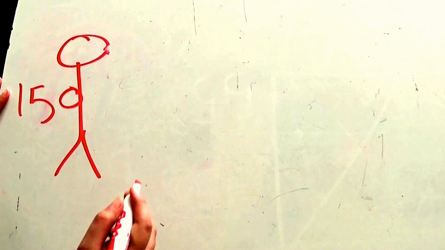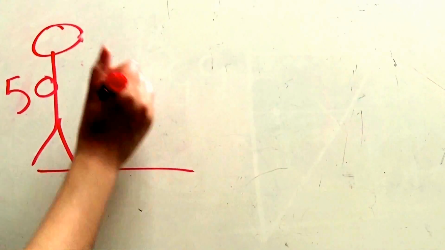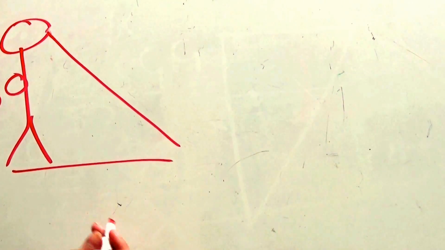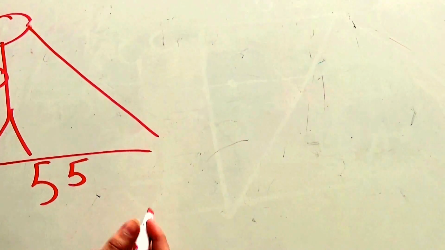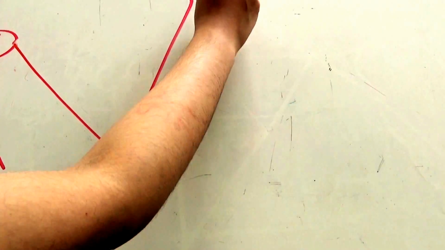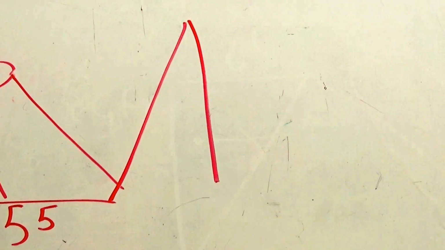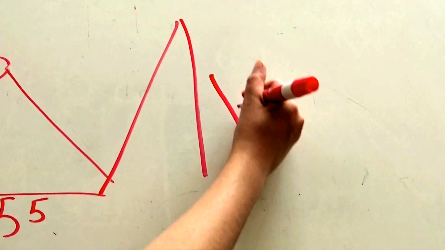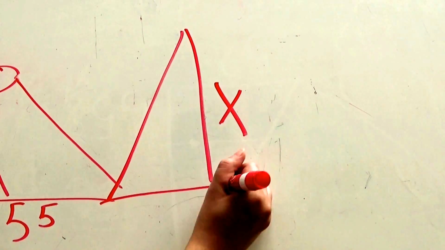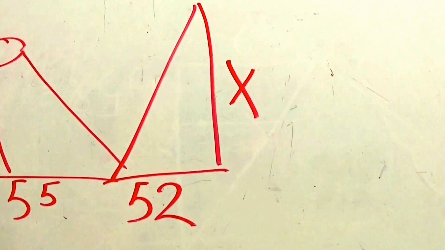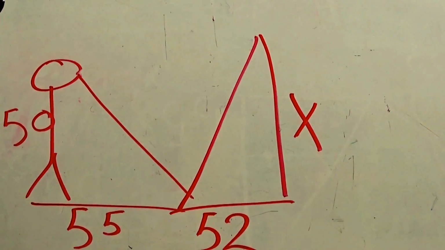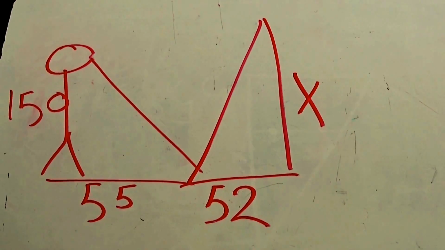Step 3. Creating our diagram. So first, we drew a person, which represented Sagda, which was 150 centimeters. And then next was the measure from Sagda's feet to the mirror, which was 55. And then we measured the distance from the mirror to the wall, which was 52 centimeters. And then our wall itself was X because we did not know the direct measurement.